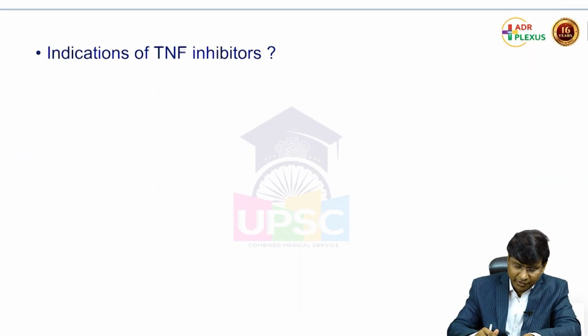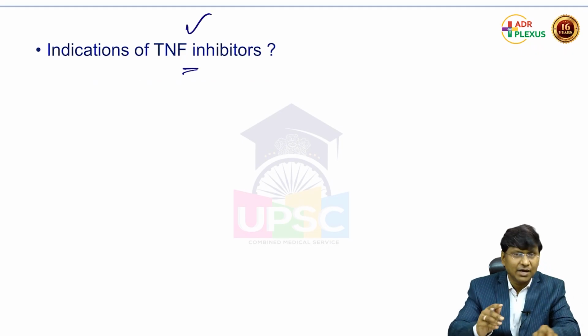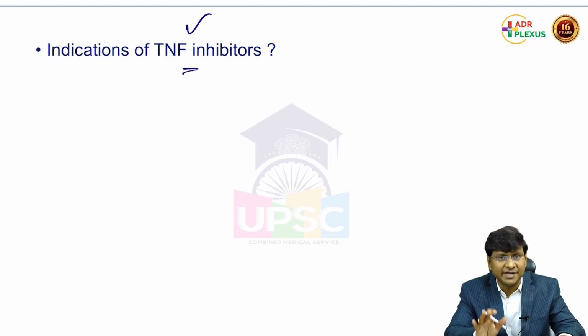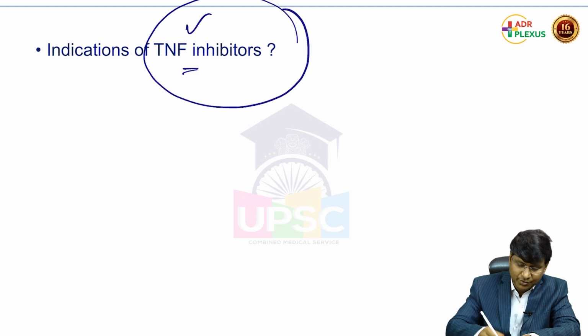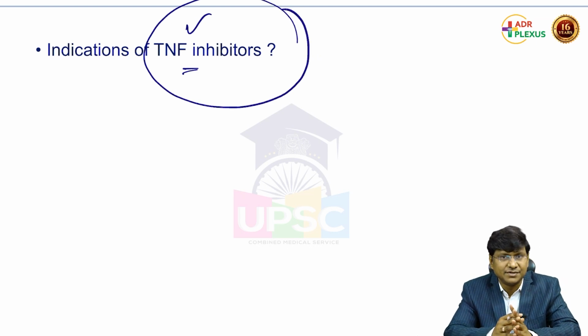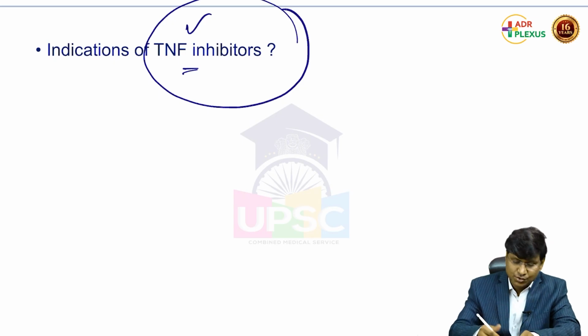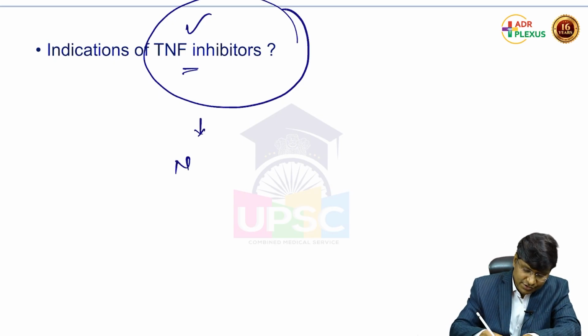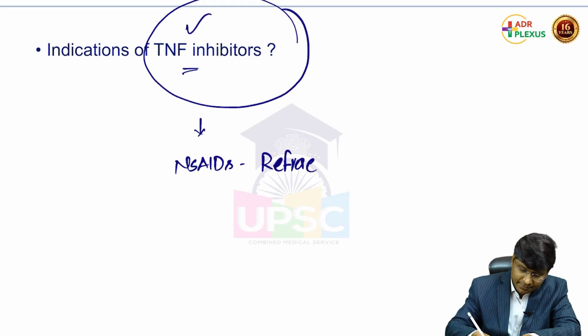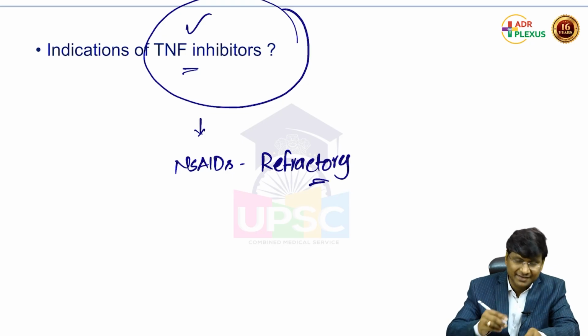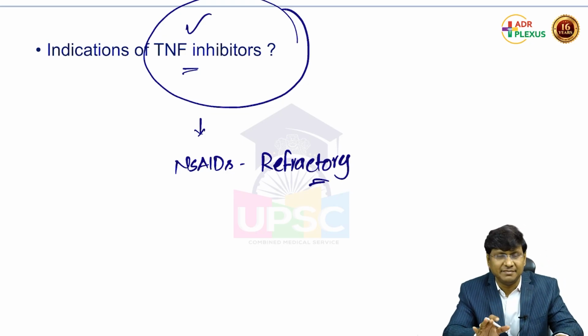Now, if the individual is not responding to the NSAIDs, then you need to give TNF inhibitors. These TNF inhibitors have established efficacy mainly for NSAID-resistant axial disease. So in those individuals who are refractory to the NSAIDs, we give the TNF inhibitors.